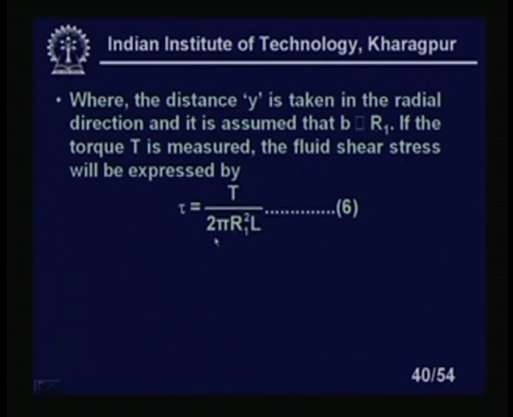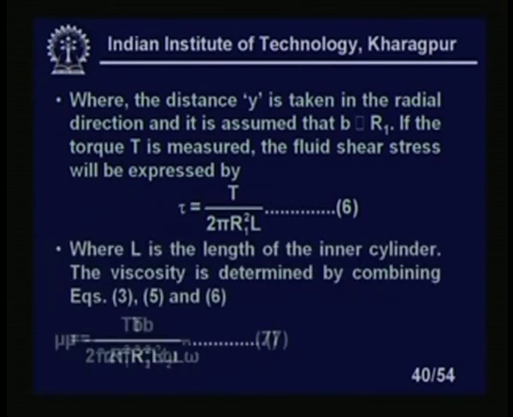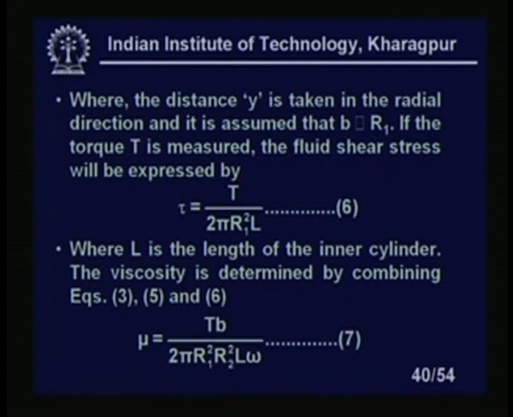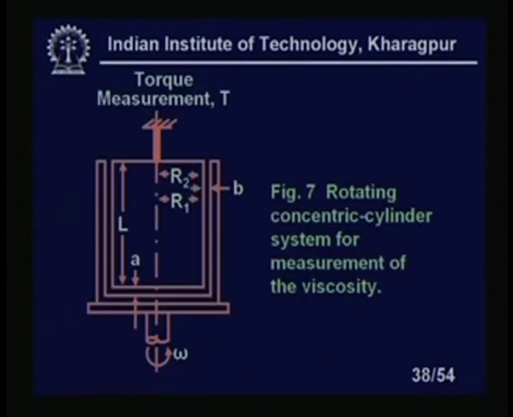If the torque T is measured, the fluid shear stress can be expressed as tau equal to T upon 2 pi R1 square L. This is equation number 6, where L is the length of the inner cylinder, and the viscosity is determined by combining equations 3, 5 and 6. What are those? Let us look at them.